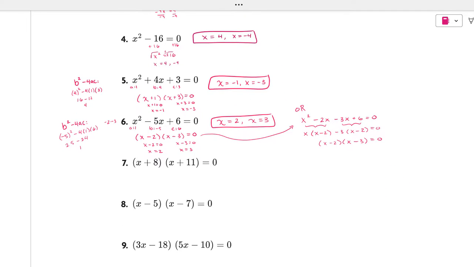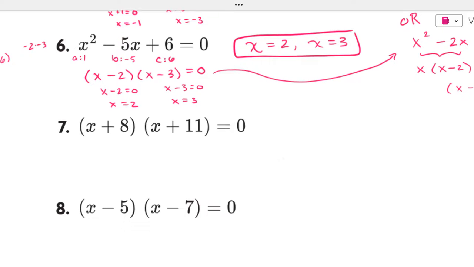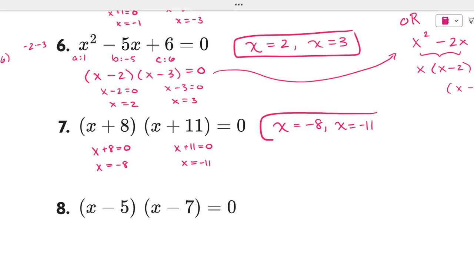Okay, 7, 8, and 9, all three of those are already factored for us. They're equal to 0, which is an important thing to note, because if they're factored but not equal to 0, we can't use the zero product property. So here, we can jump straight to setting them equal to 0. So I move that positive 8 over to get a negative 8. Move this positive 11 over to get a negative 11. So x is negative 8 and negative 11 as our two possible solutions.